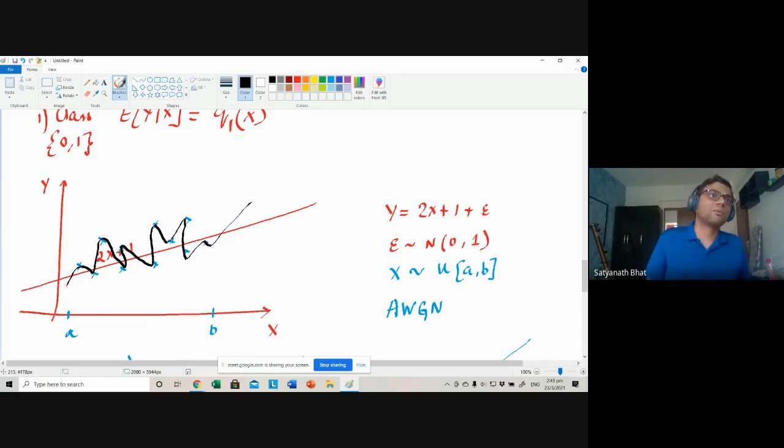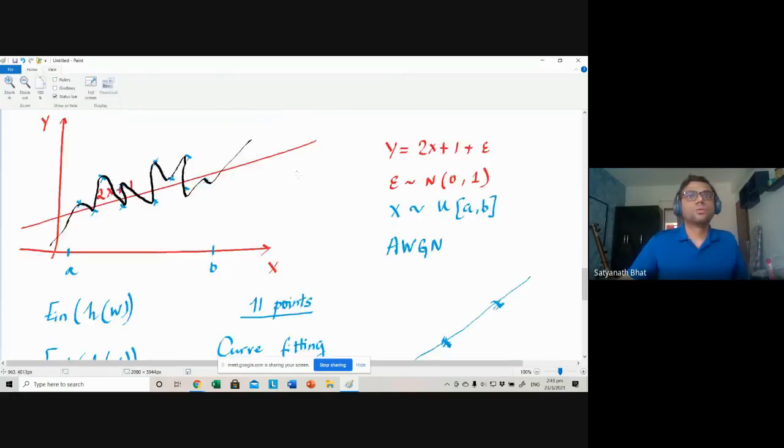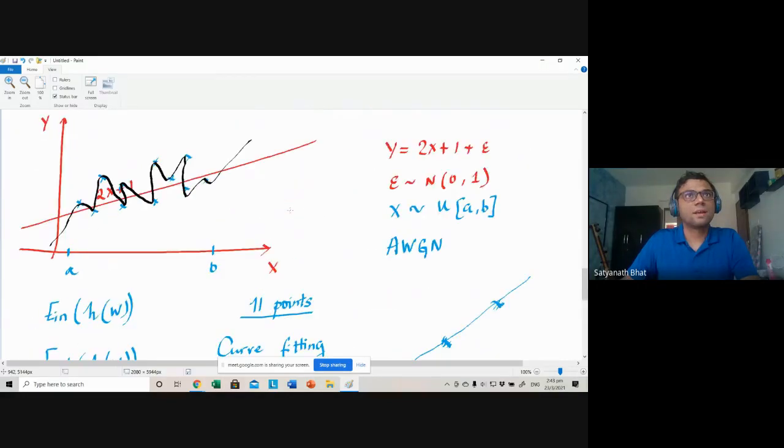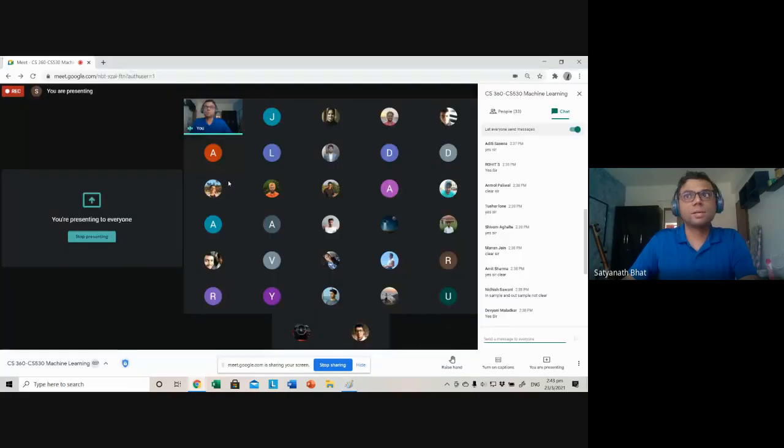Something like this, right? So I want to find that. So how do we do this? Have you seen something like this? How can we do this? Yes, anybody? Do you know how to do this? If I give you 11 points, can you show me the 10 degree polynomial that passes through it?